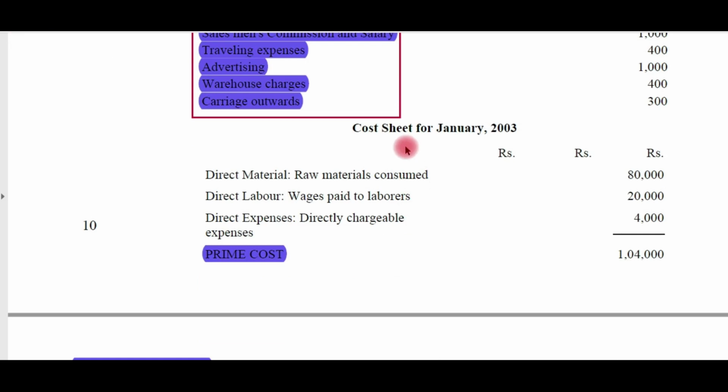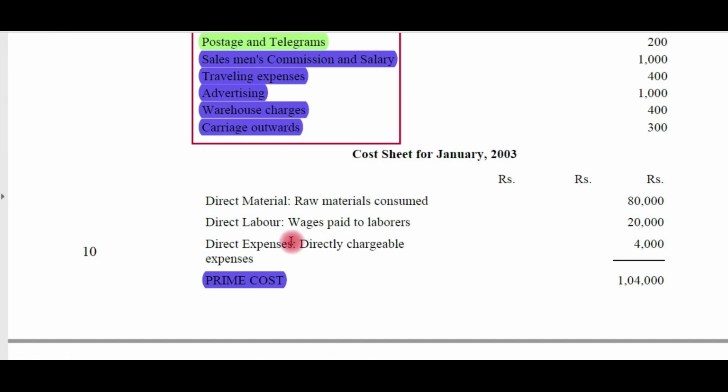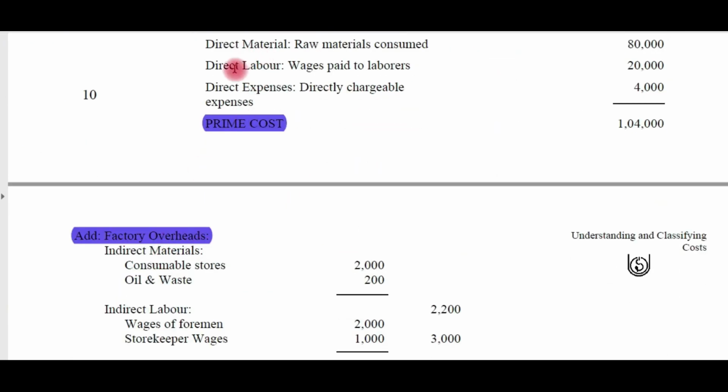So the same thing is presented in the cost sheet given below here. Direct material, direct labor, direct expenses, which we have already seen here. Direct material, direct wages and direct expenses. Next, these direct costs are also called as prime cost, flat cost, basic cost or first cost.